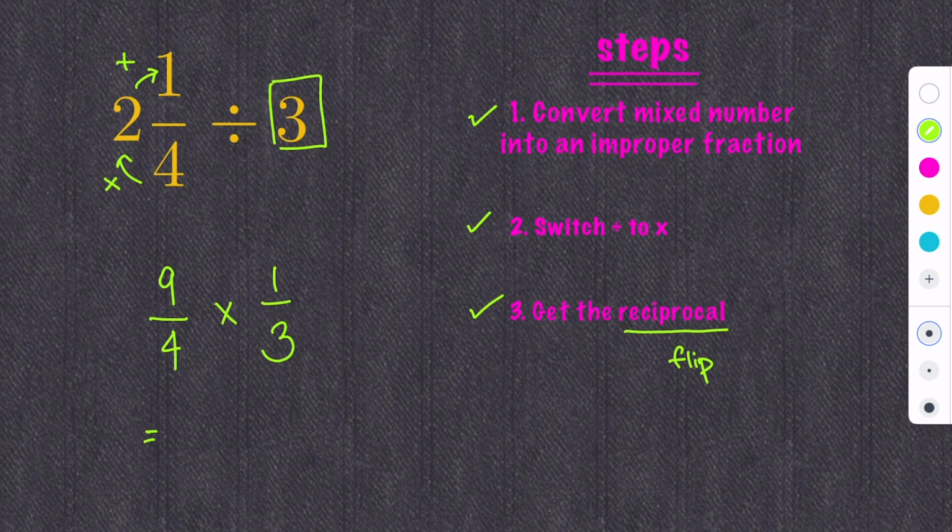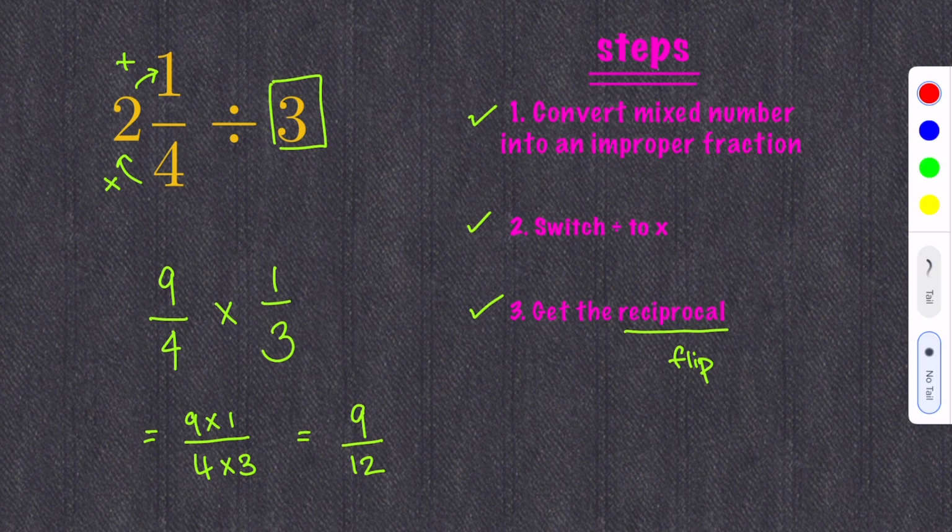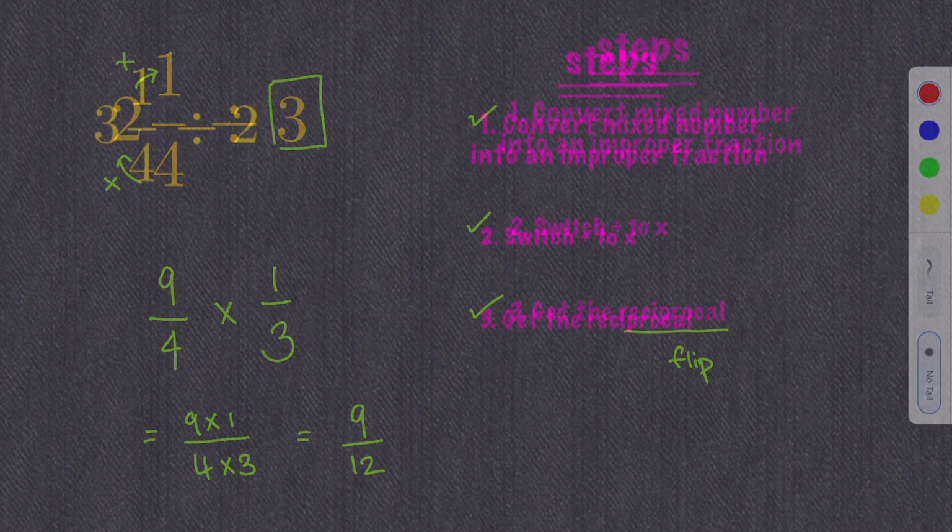Now we have two fractions and we're timesing them. To do this, all we have to do is times the top by top and the bottom by bottom. So the first bit is 9 times 1 for the numerator, and for the denominator we have to do 4 times 3. And the answer is 9 over 12. So going back to the question, 2 and 1/4 divided by 3 equals 9 over 12.